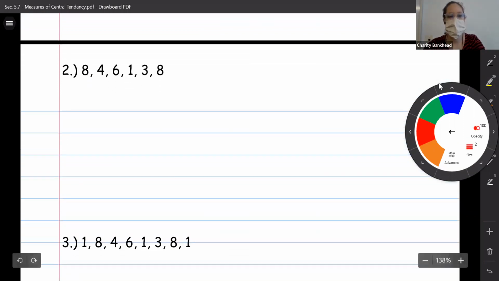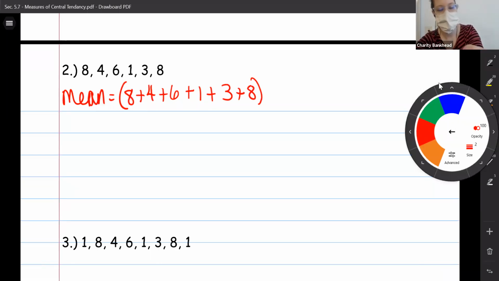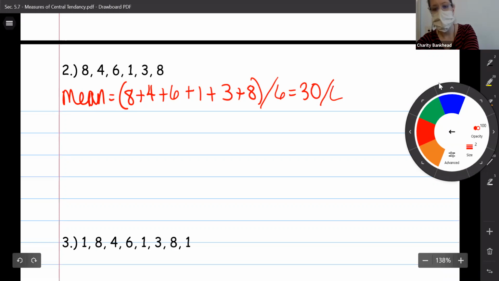All right, number 2, same thing. To find the mean, we're going to add them all up. So 8 plus 4 plus 6 plus 1 plus 3 plus 8. In this case, there's 6 numbers in the list, so we're going to divide that sum by 6. That's going to be 30 divided by 6, which is equal to 5.